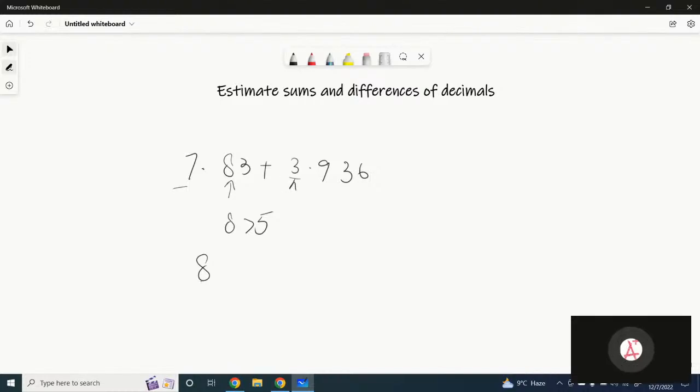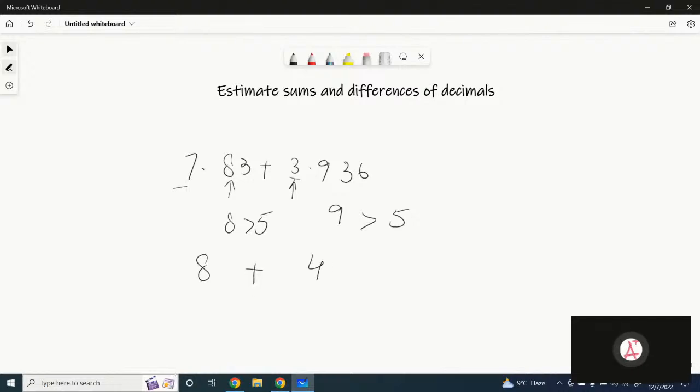You have the whole number is 3. The very next number right after the decimal is 9. You have to compare this number to 5. So 9 is greater than 5 or less than 5? 9 is greater than 5. Got it? That means you have to round off to the next whole number. The next whole number means you have to do 3 plus 1. So 3 plus 1 is 4.